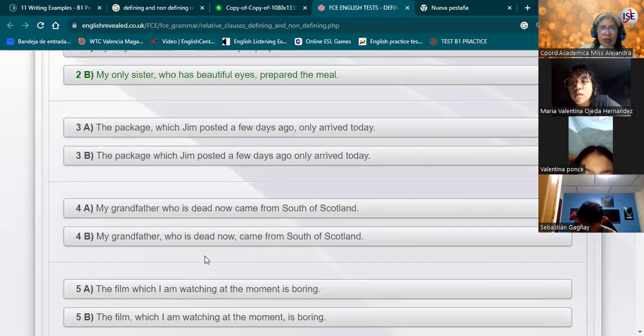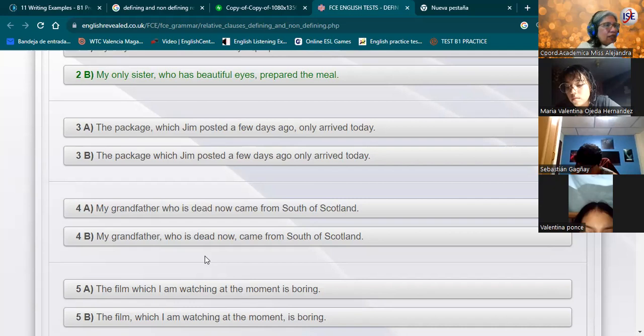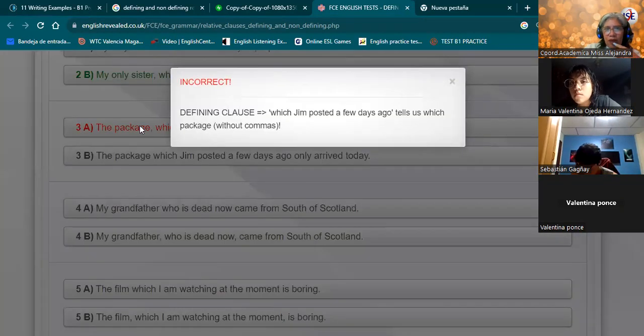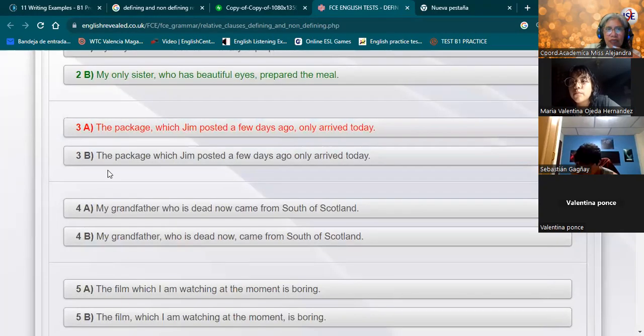Valentina, the package which Jim posted a few days ago only arrived today. Which one is the correct one, A or B? One of them has the right commas. No, which Jim posted a few days ago is the correct one. The package only arrived today. What package is that? We don't know.